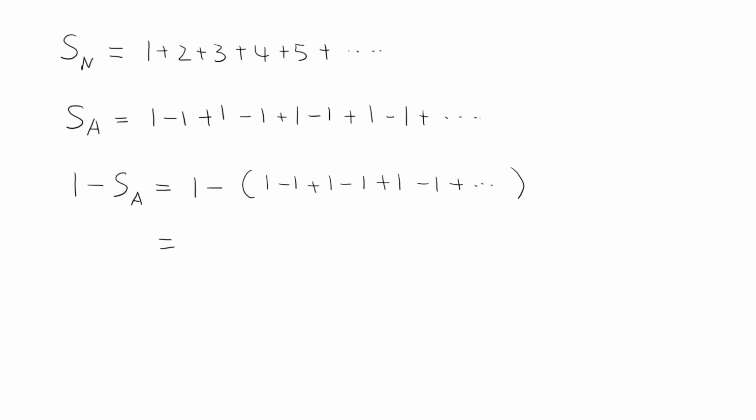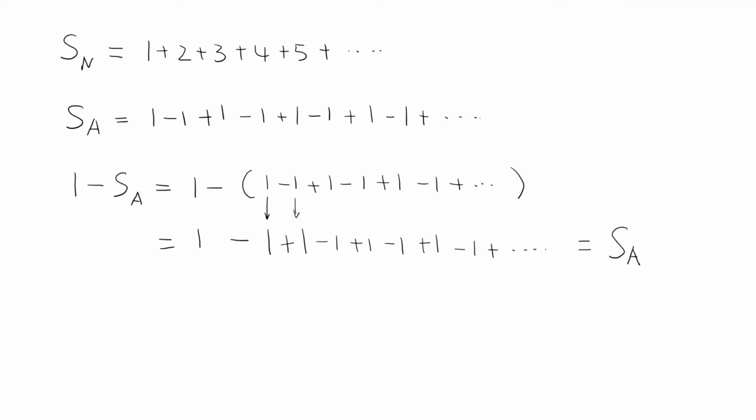If we break up this bracket, then we have 1 minus 1. So let me put this at its natural, quote-unquote, position. This 1 becomes minus 1. This minus 1 becomes plus 1. Then minus 1 plus 1 minus 1 plus 1 minus 1 plus dot dot dot, right? So as you can see, 1 minus 1 plus 1 minus 1 plus 1 minus 1 plus 1, this is exactly S sub A.